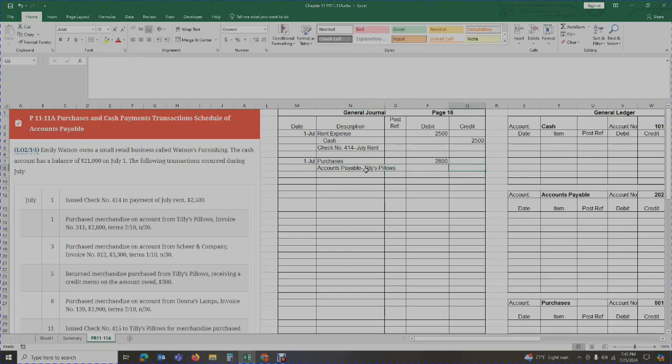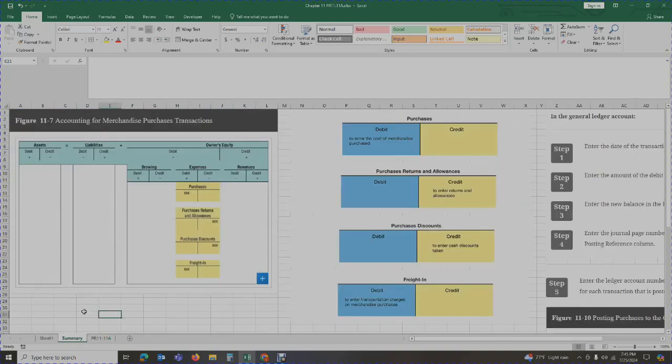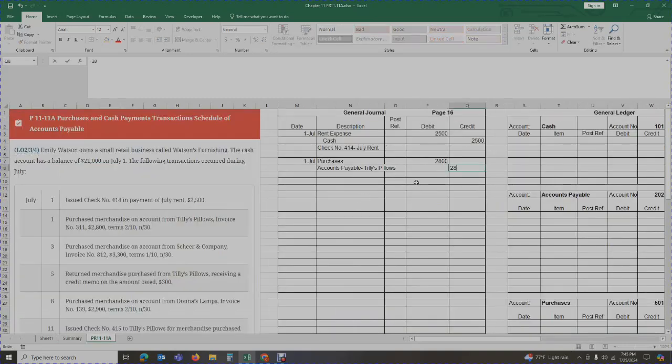Accounts payable is a liability account. So if you look over here, liabilities have a normal balance of a credit, okay? So make sure that you know how to read this. Liabilities, wherever the positive sign is at, that is the normal balance of the account. So liabilities have a normal balance of a credit, okay? So $2,800, and this is for invoice 311. So we have to pay that invoice at a future point in time.